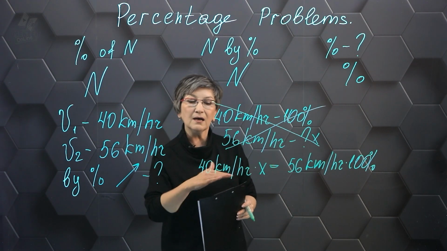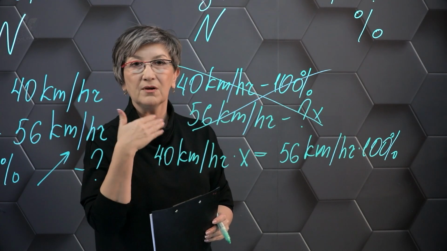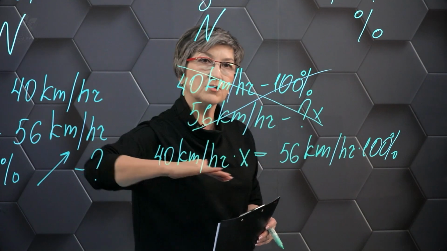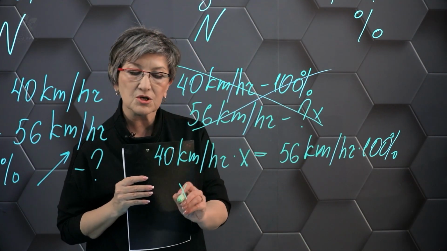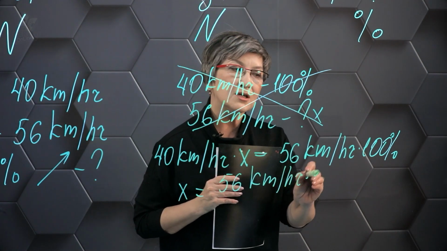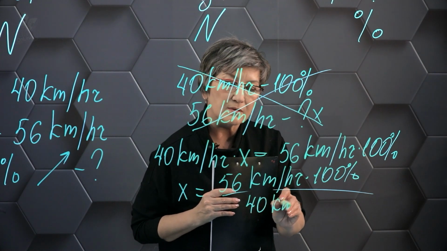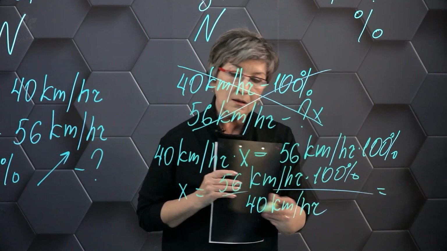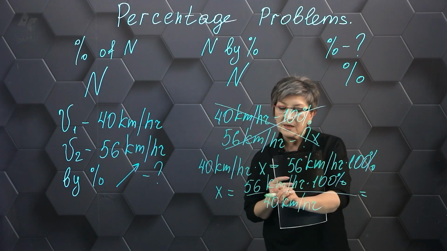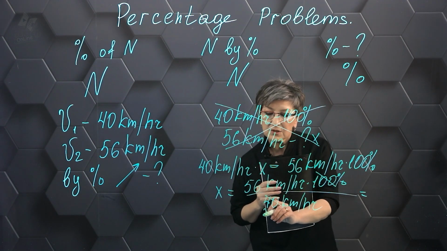Always write units. Why? So that when you get the answer, you can realize whether it is the right answer or not. That will be your clue. Now we have an equation again that we know how to solve. X equals 56 kilometers per hour, I multiply by 100% and divide by 40 kilometers per hour. Solving this proportion, what do we get? Let's reduce it. 40 and 100, we get 20 times, that's 2, and that's 5.